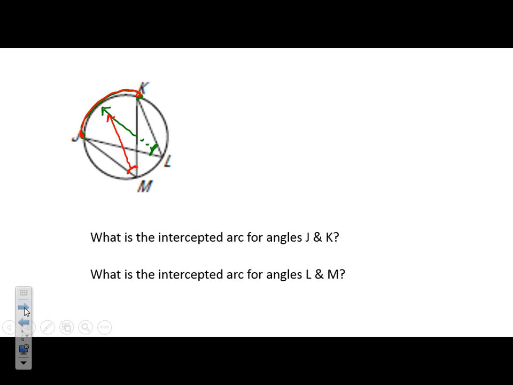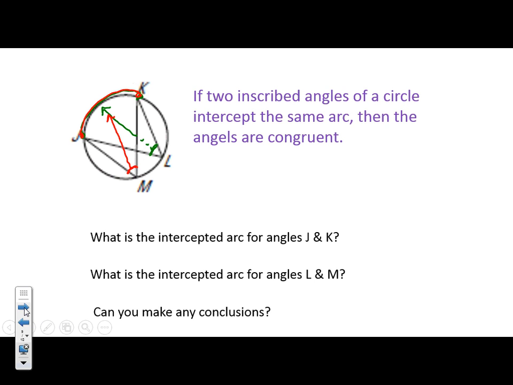So picking out those arcs, those pieces of circles that are across from those angles, those intercepted arcs, is going to be pretty important. So here's one big idea to think about or get in your notes. If two inscribed angles intercept the same arc, then the angles have to be congruent to each other. That's just what we said.